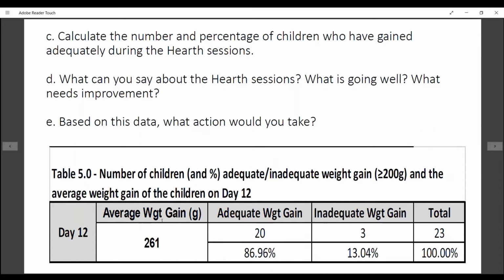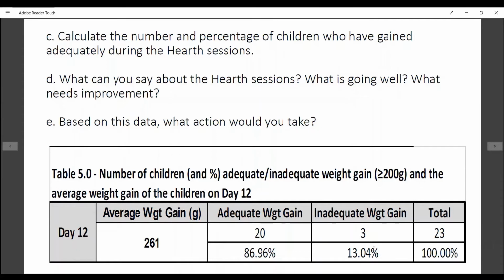Overall, you can see the average weight gain for this heart session is around 261. This number is actually quite close to the 200 gram, so it's a good sign that probably the weight is being correctly taken. And also the progress across the heart session is good.